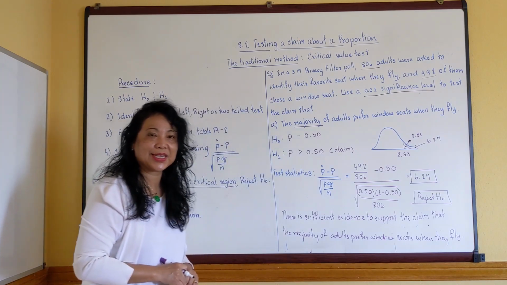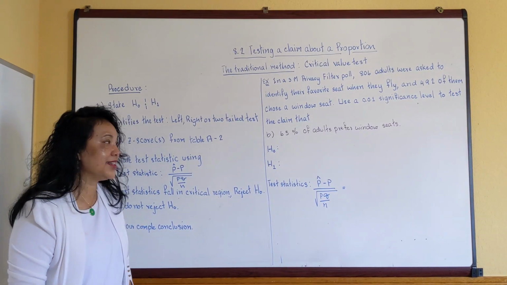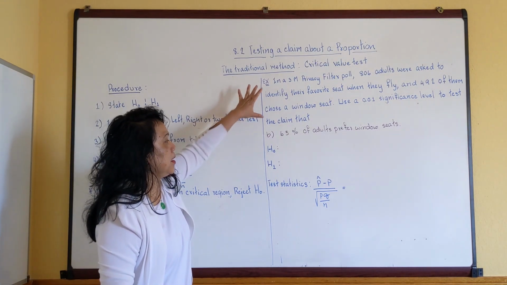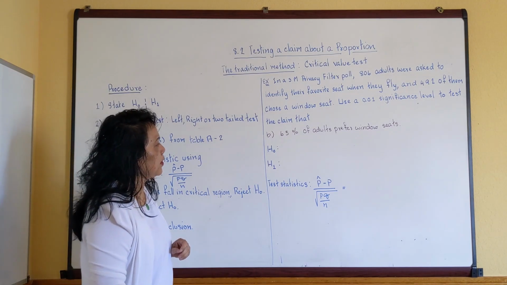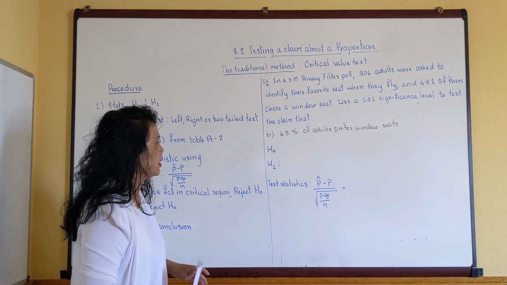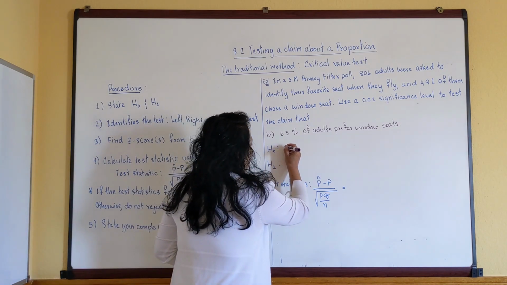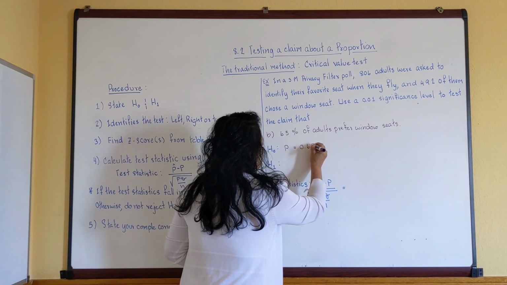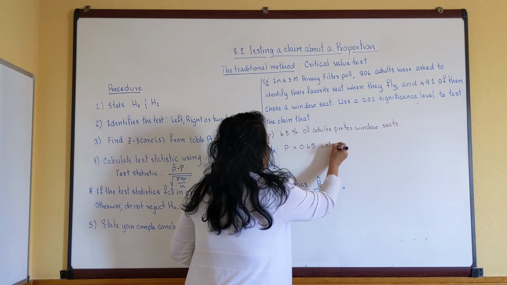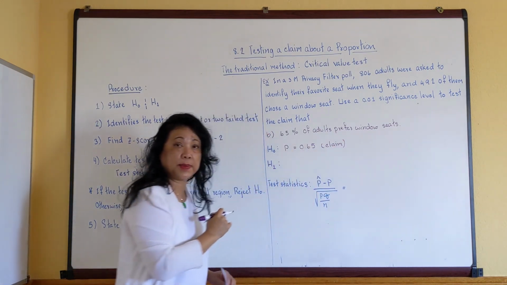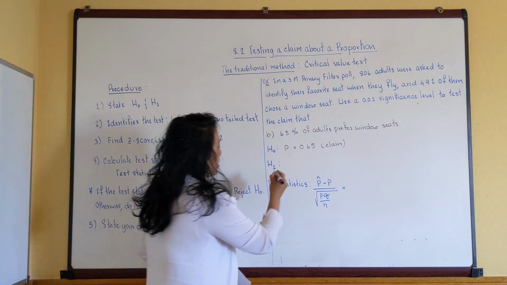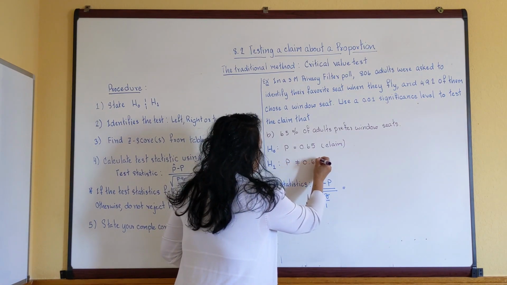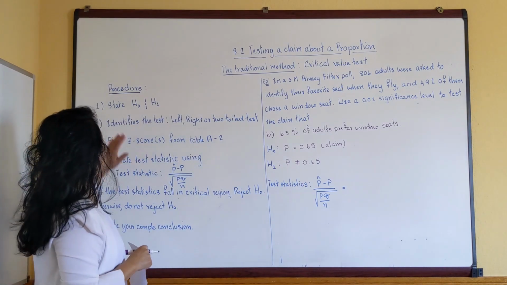Alright, let's look at part B of the same example. I keep everything the same, but I change the claim to 65% of adults prefer window seats. So my null would be p equal to 0.65, and this is the claim. The alternative will be p not equal to 0.65. That's the first step.